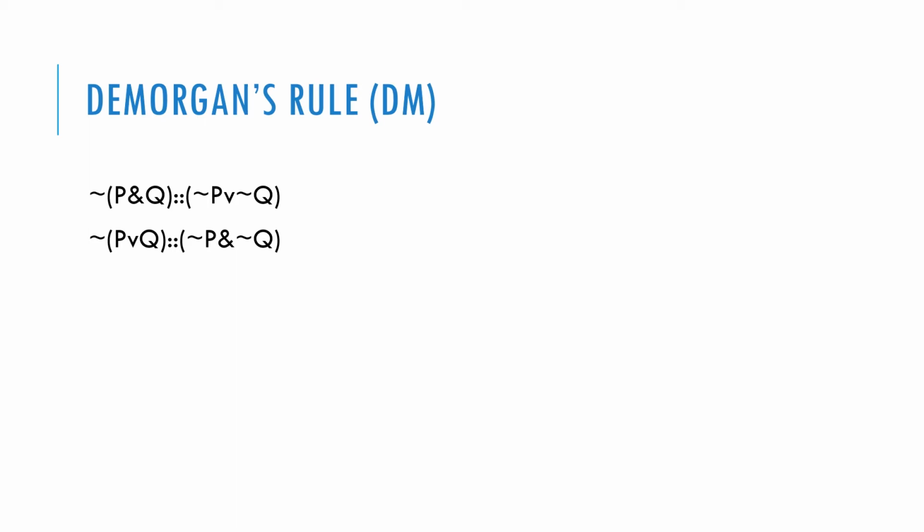Looking back at De Morgan's rule, which we looked at earlier in the class, if I were to make the claim that it's not the case that P and Q is true, what I'm saying is that not P or not Q is true. And vice versa. If I tell you that not P or not Q is true, then it must also be true that not both P and Q is true.